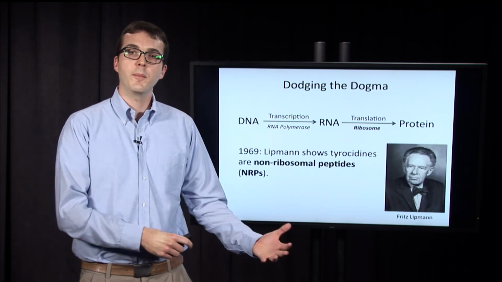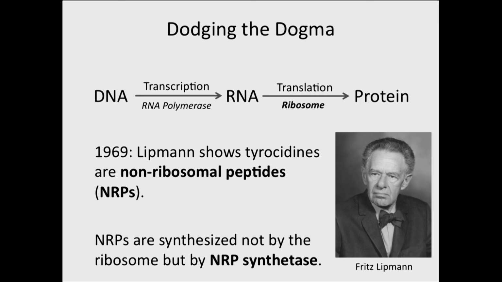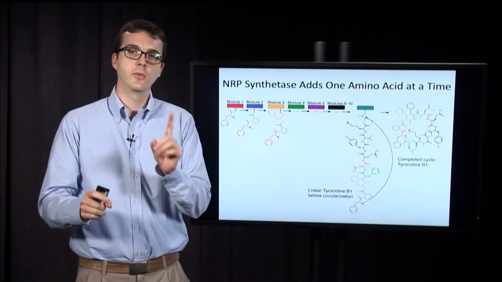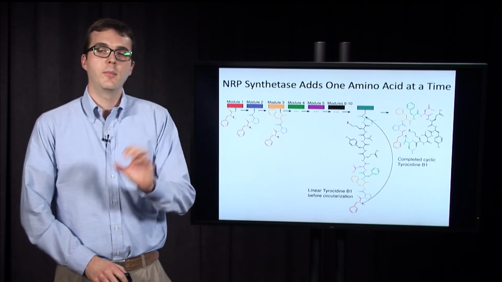6 years later, Fritz Lippmann comes along and says, well, these tyrosidines are actually non-ribosomal peptides. So they're synthesized not by the ribosome, but by a completely different process that relies on a giant protein called NRP synthetase. Now, this giant protein is made up of a number of different modules. It's made up of 10 different modules, actually. And each module is responsible for adding a single amino acid to this small peptide of length 10. So it's a huge protein made up of a number of different pieces, and each piece is responsible for just one amino acid. Once the amino acids are added, then the peptide is circularized.